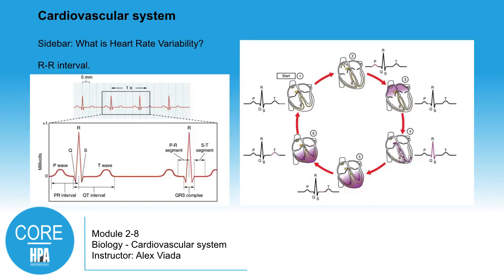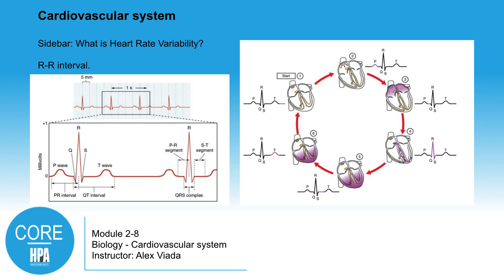Heart rate variability. What is heart rate variability? Well, those of you in the medical field may notice that this on the left is the typical EKG, or electrocardiogram. The K comes from the German for cardio. Now, if you've ever been curious what the different waves represent on an EKG, look at the figure on the right.